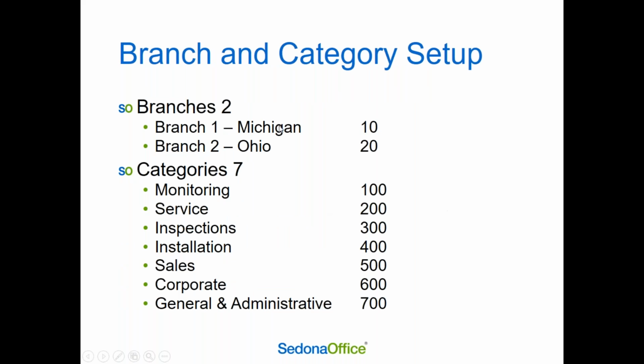So we're going to go into that in a little bit more detail, but here's how the branches work out. Now in this example, we have 2 branches, one in Ohio and one in Michigan, and we gave them the numbering sequence of 10 and 20. In this situation, we have 7 categories, and each of these are defined categories: your monitoring, your service, your inspection, installation. So all going down in 100 numeric sequence. So you have your base account structure in this example of 6 digits. You have your branches at 2 digits. Then you have your categories at 3.